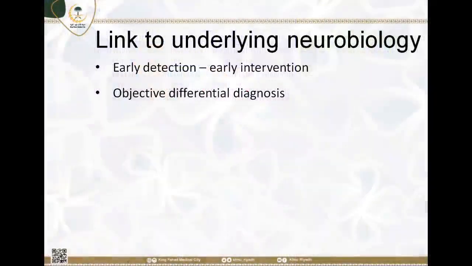Now that we will have an objective differential diagnosis, we can objectively diagnose. Currently, diagnosis relies mostly on the DSM, the Diagnostic and Statistical Manual. I think version 5 is the latest. It has a set of 10 symptoms written. If you have 5 out of these 10, then you are depressed.